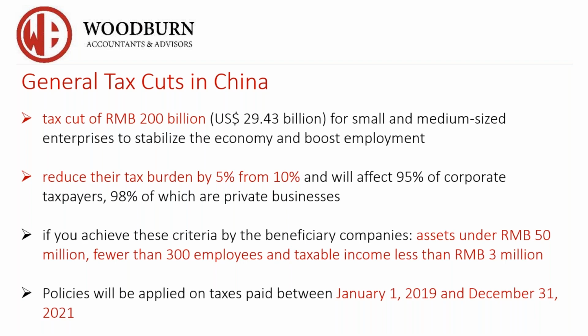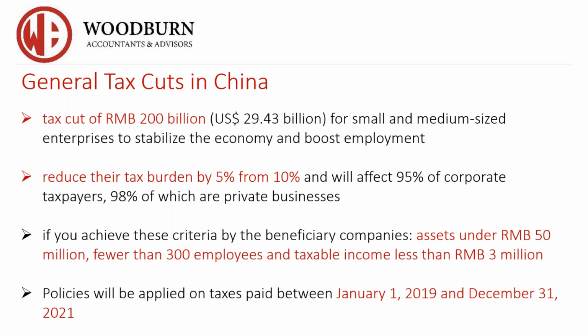So in about 2018 or so, end of 2018, beginning early 2019, China announced a tax cut of 200 billion RMB for small, medium-sized enterprise in order to stabilize the economy and boost employment. And this measure was the first in a series of tax cuts and stimulatory measures for 2019.